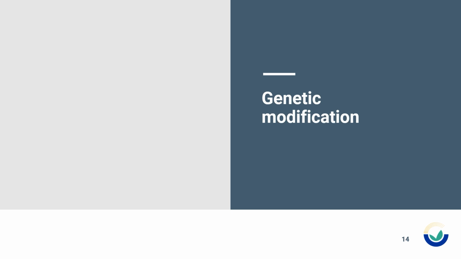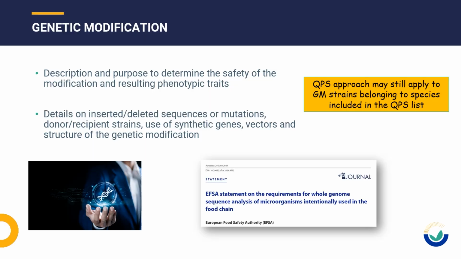The fourth aspect addressed by the guidance is the assessment of the genetic modifications, when applicable. The genetic modification should be fully described to allow a proper safety assessment. This should include the scope of the modifications and the description of the traits and changes in the phenotype and metabolism of the microorganism resulting from the genetic modifications. The details on how to conduct and report the analysis are also present in the EFSA statement.